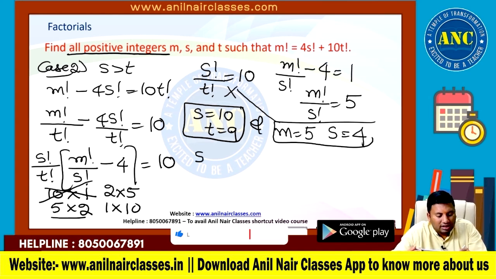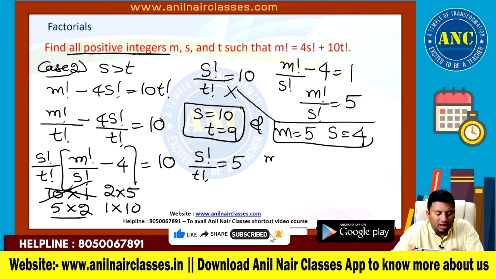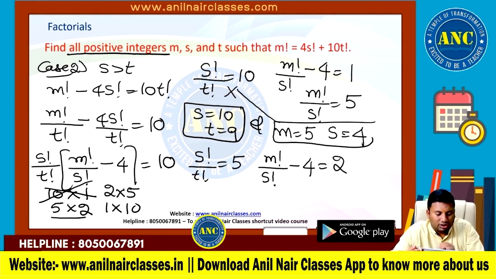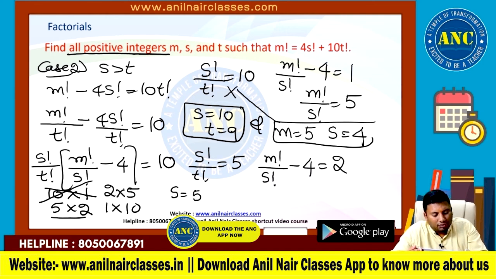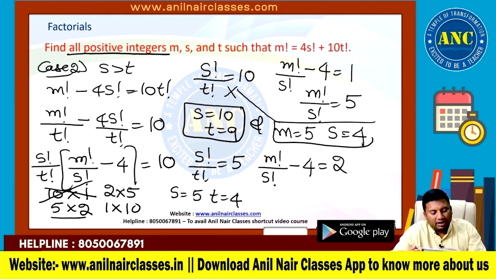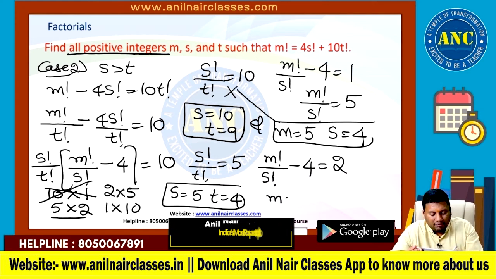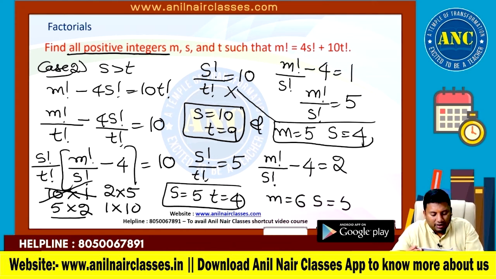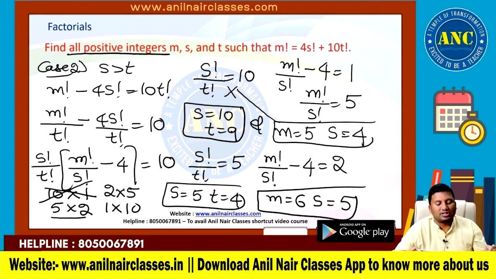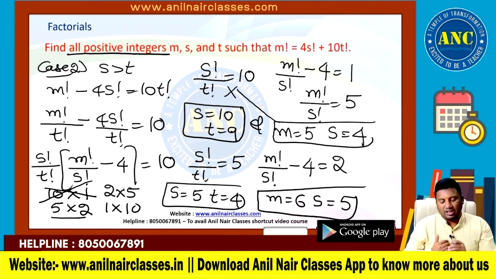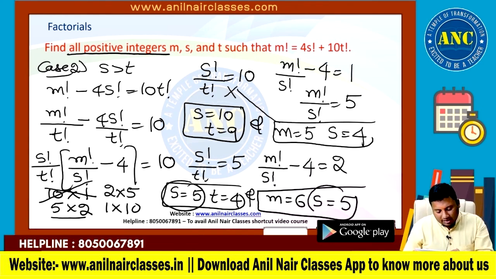Second case, s factorial by t factorial is 5. m factorial by s factorial minus 4 is 2. So this will give you s 5, t 4. Am I right? This will give you m value 6, s value 5. Because m factorial by s factorial is 6. 6 means m value 6, and s is 5 here.